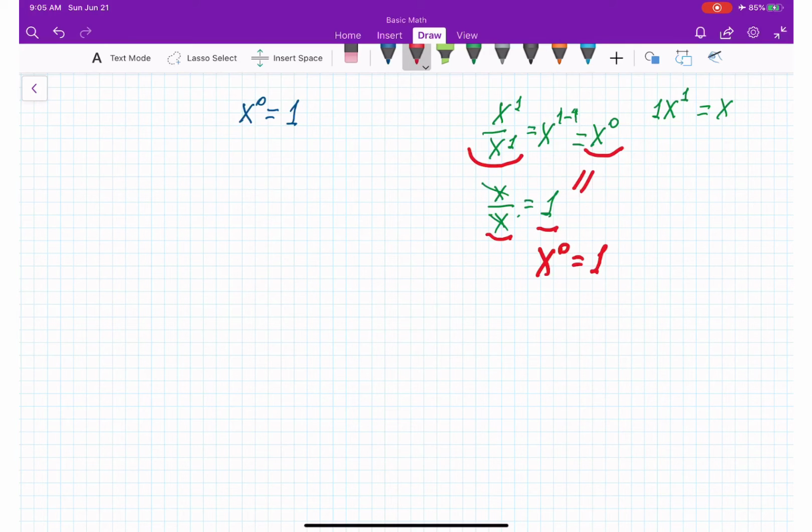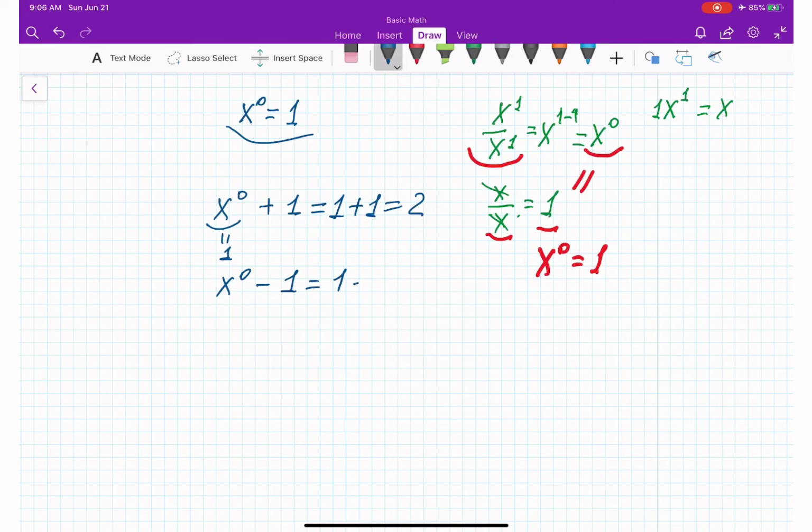Moving to the next case. x to power 0 plus 1, x to power 0 minus 1. Now once we understood that x to power 0 equals 1, it will be easy to do. x to power 0 plus 1, practically that means 1 plus 1, right? Because this equals 1. So we get 2. And x to power 0 minus 1 accordingly is going to be 1 minus 1, which is equal to 0.